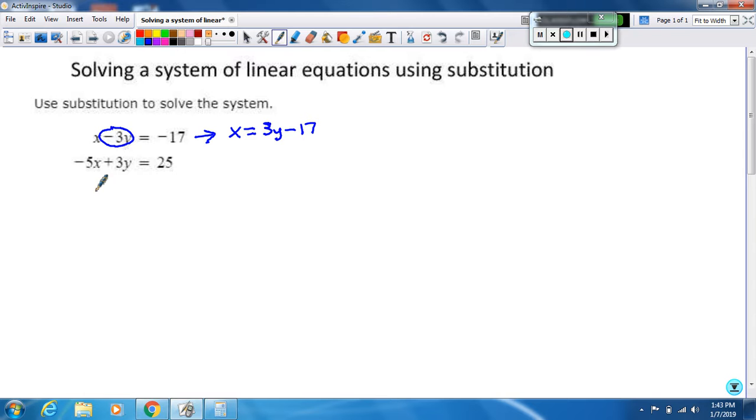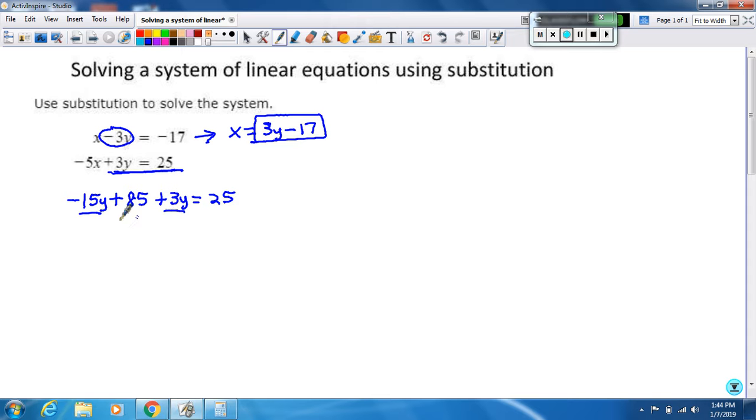Then you go to your other equation and you start writing it down, but when you get to that letter, you stop. I always put whatever is after the equal sign in a box. This says negative 5 times x, so we have to take negative 5 times everything in that box. Negative 5 times 3y is a negative 15y, and negative 5 times a negative 17 is a positive 85. Now everything else that wasn't stuck to that variable, that letter, just gets written down like it is. So plus 3y equals 25.